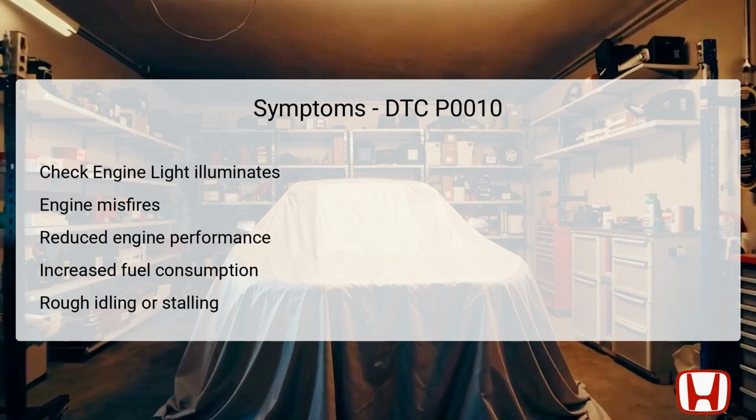When DTC P0010 is set, drivers may notice several symptoms indicating a possible issue with the VTC system. Primarily, the check engine light will illuminate, signaling that something is wrong, which requires attention. Additionally, the engine may experience misfires or irregularities, particularly during acceleration or under load. Drivers may also observe reduced engine performance, characterized by a lack of power or responsiveness during operation.